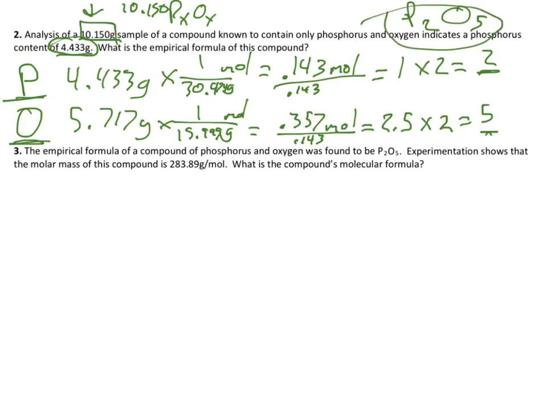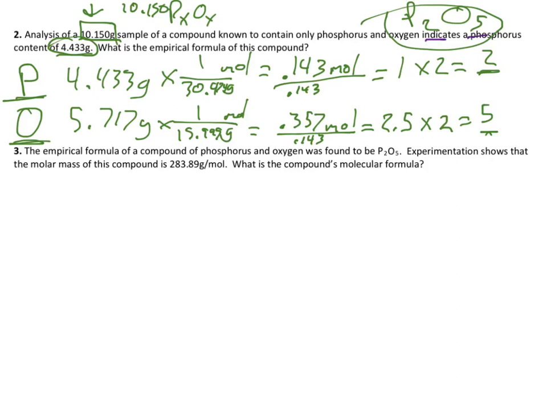Now notice that happens to be the compound in the next problem. Oh, it's a weird coincidence. All right, so again, when you do percent to mass, mass to mole, divide by small, multiply to whole, you are getting the empirical formula. And the empirical formula is the most reduced ratio of the compound. And so this is a 2 to 5 ratio.